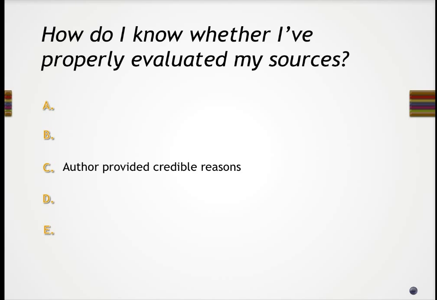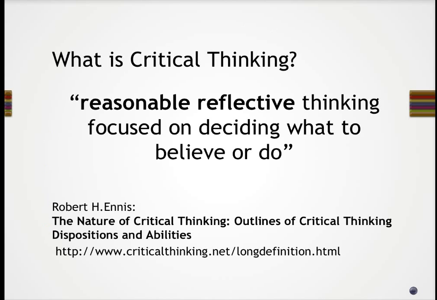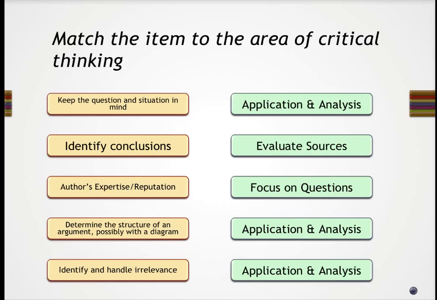Well, hopefully you answered C, that the author provided credible reasons. That's an example of how to properly evaluate the source. So, coming full circle, what is critical thinking? Reasonable, reflective thinking focused on deciding what to believe or do. My final questions to you are matching the item to the area of critical thinking. We looked at three areas. Those areas related to focusing on the question, application analysis, and evaluating sources, which is also called information literacy.